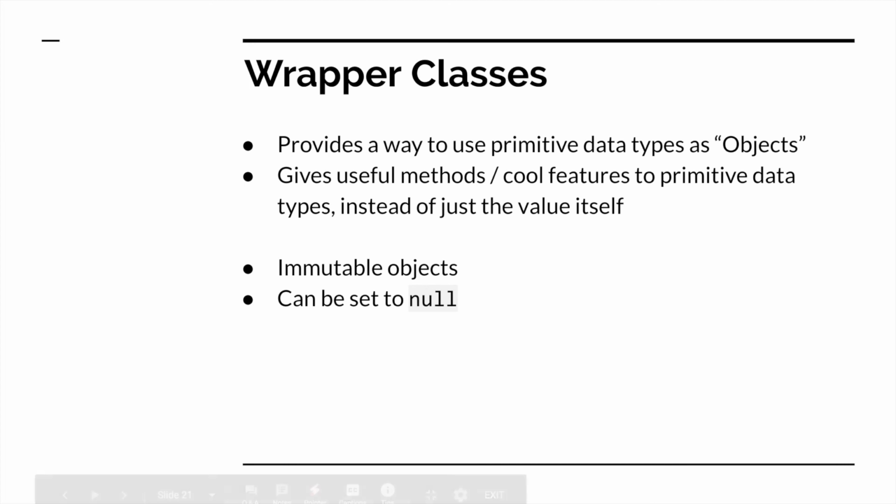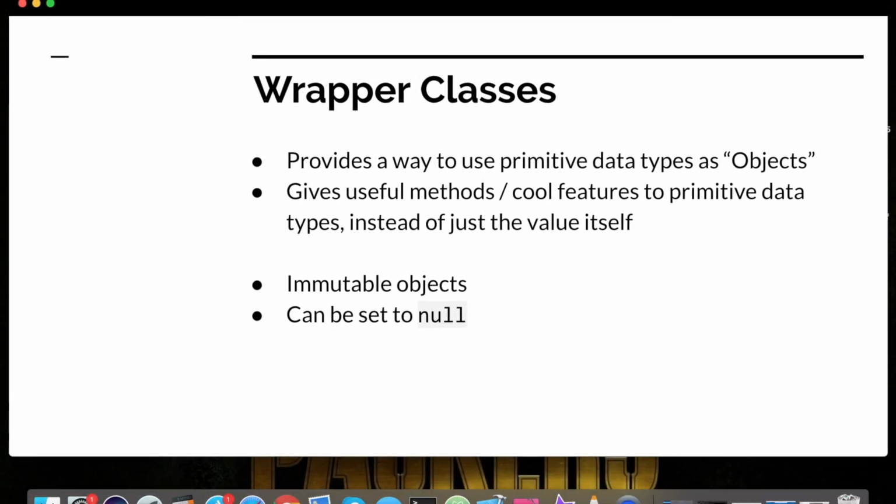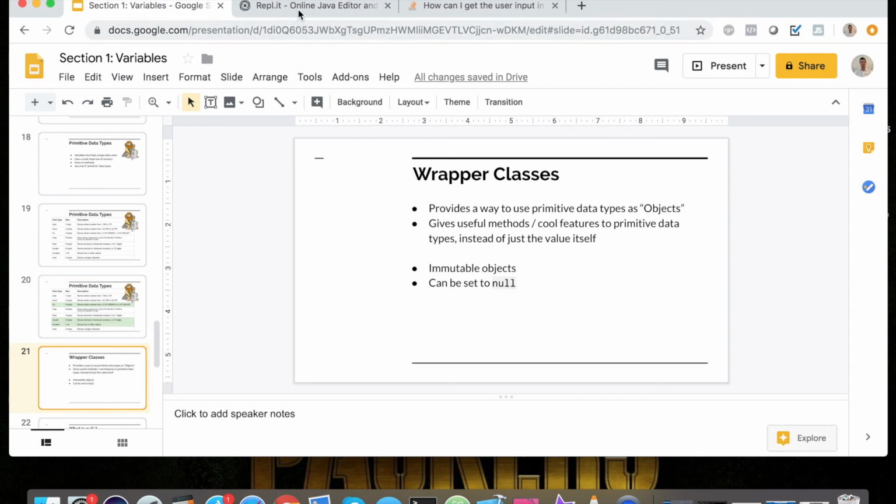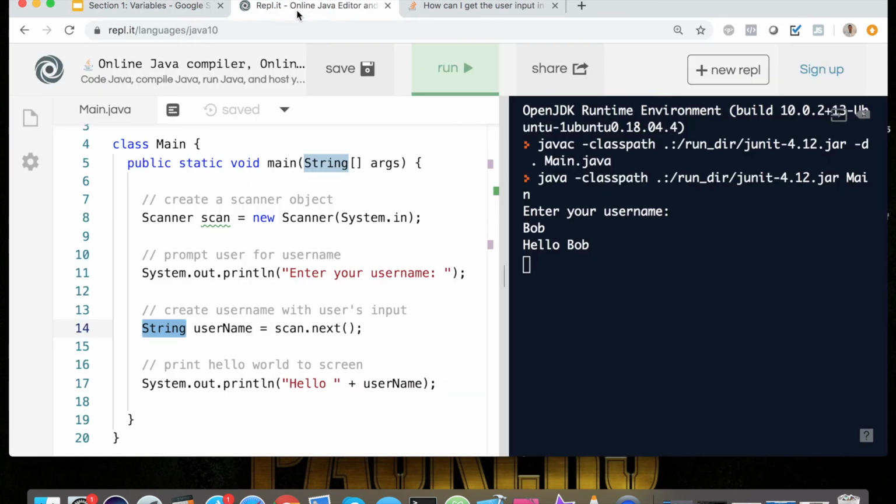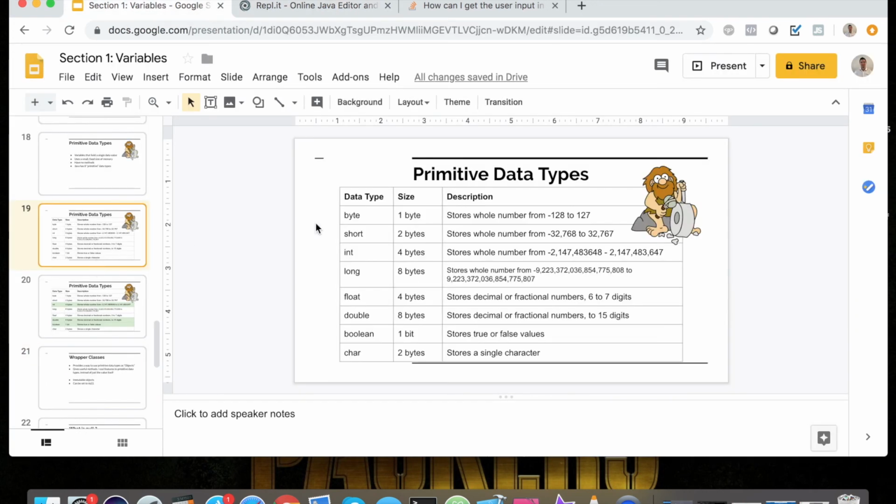We will go over wrapper classes in the next video, so let's stop this one for now. In the next lesson, we're going to go back to our online compiler, and we're going to start typing out some of these primitive data types.